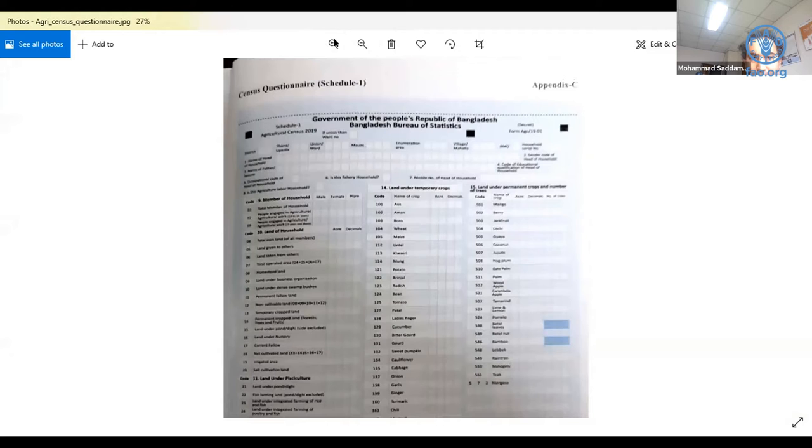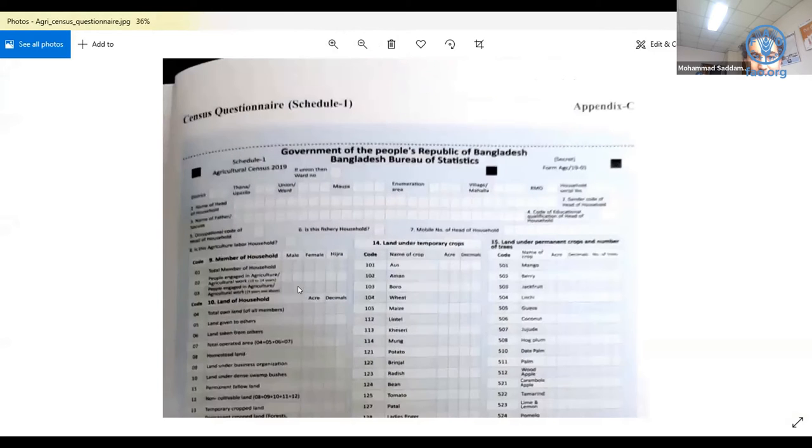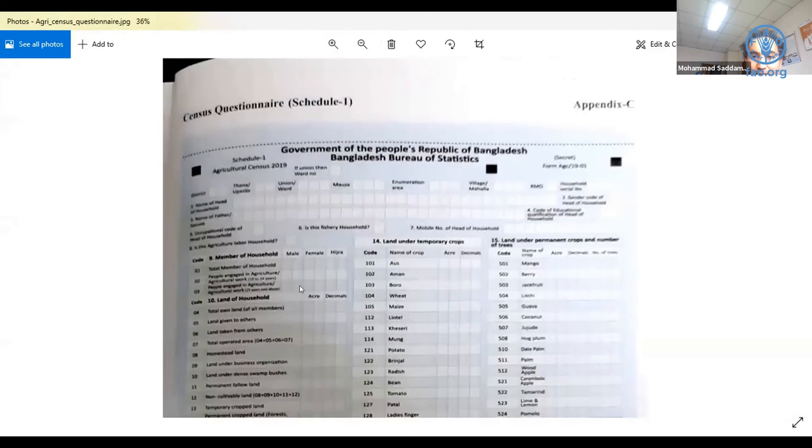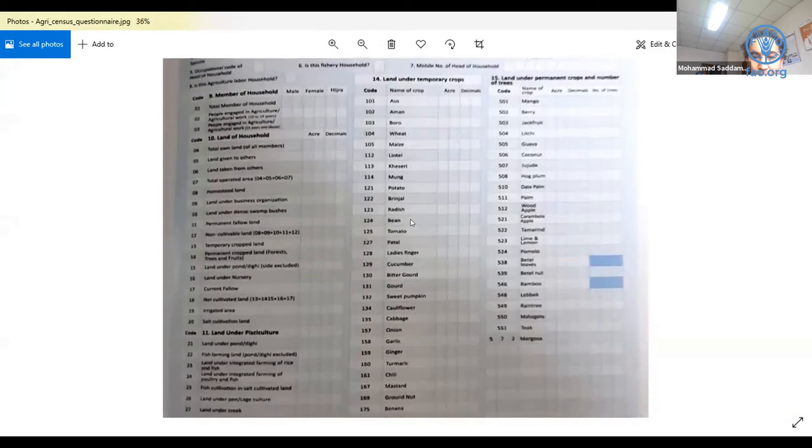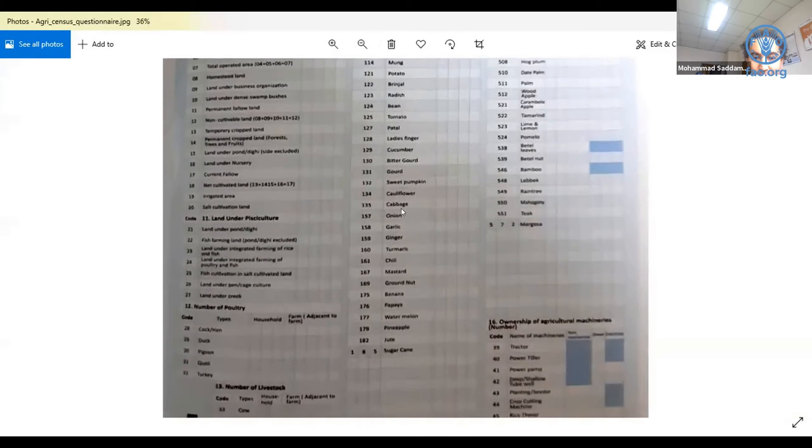Okay. This questionnaire was used for collecting data on the agriculture census in 2019. This is the short questionnaire. We collected 25 key indicators from this questionnaire. This questionnaire was used in 2019.